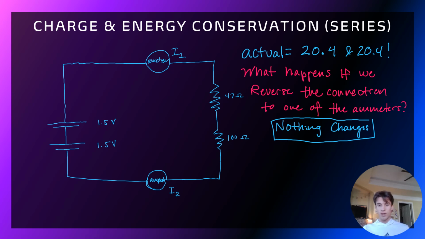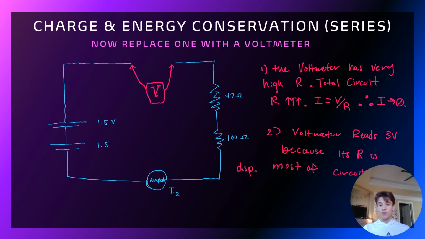And then the question is posed, what happens if we reverse the connection to one of the ammeters? And the result is that nothing changes because the circuit is unchanged. Now, if you replace one of those ammeters with a voltmeter, what happens? Well, voltmeters have nearly infinitely high resistance. So as resistance goes up and the voltage stays at 3, I goes towards 0. Basically, the current is decreasing a ton because of this new resistance.